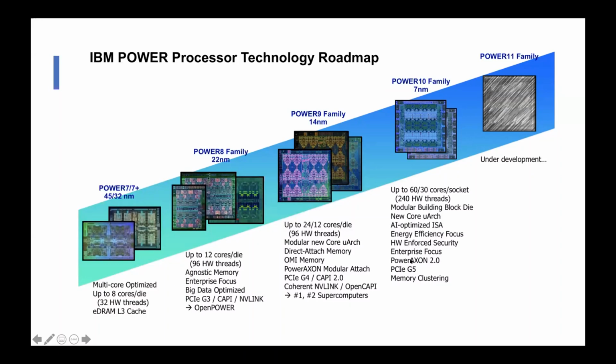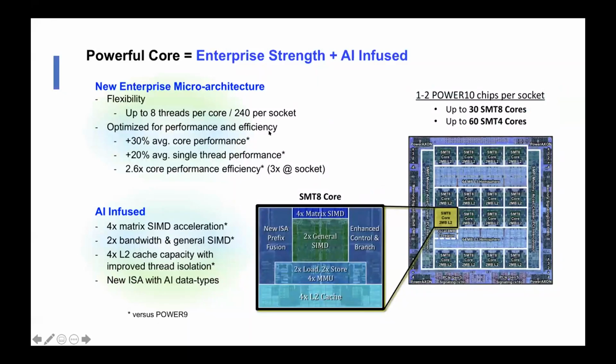Here, Power 10 is where we have introduced all these AI optimized ISAs and the cloud specific security features. And if you get a little bit deeper into the Power 10 core, it gives you a significant performance boost. And the AI infusion, we have done in two different ways. One is 4 times the matrix SIMD acceleration capability. What it means is you have dedicated units which can do matrix acceleration, and that at a core level increases your compute capability by up to 4x.